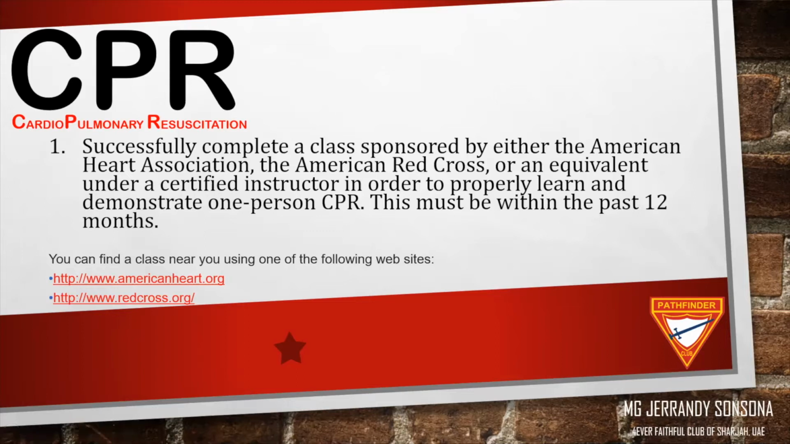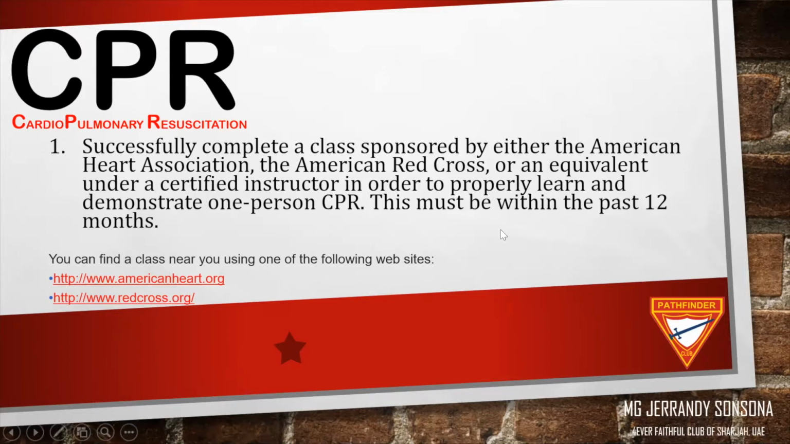So this evening, I will be talking only about theory on how we can do this CPR. The skill itself, the demonstration itself, will be learned when you take proper training from the American Heart Association or the American Red Cross, or from other institutions that are offering this training in your area.